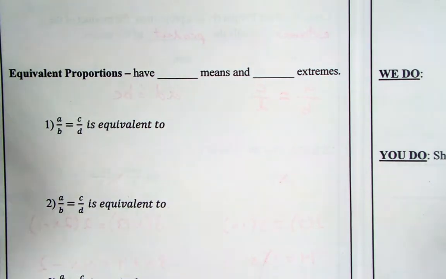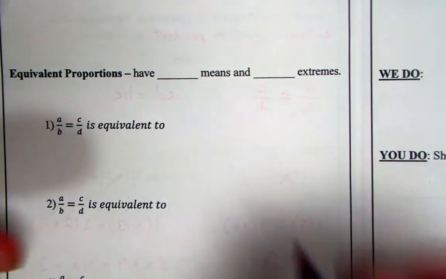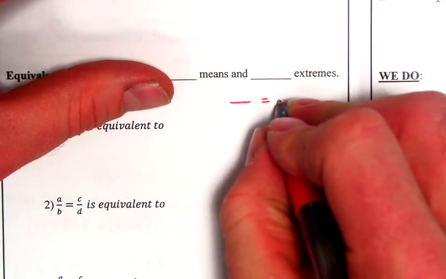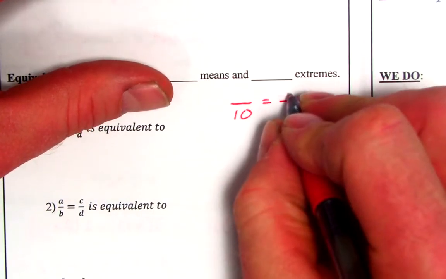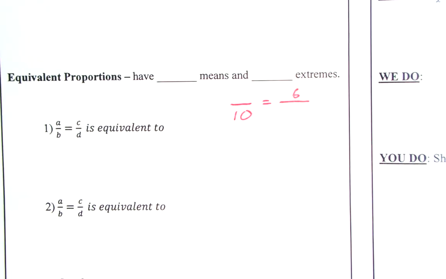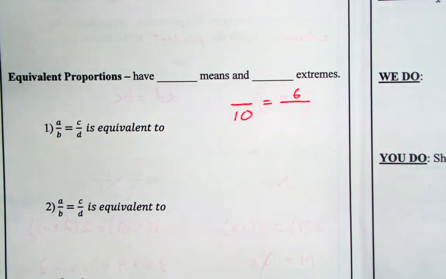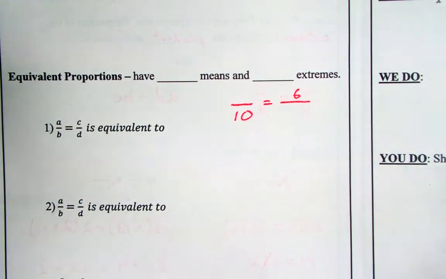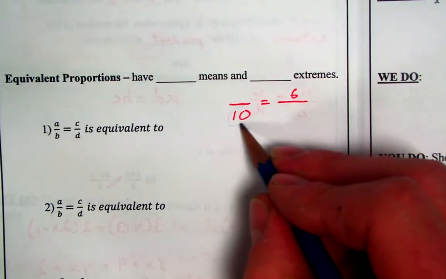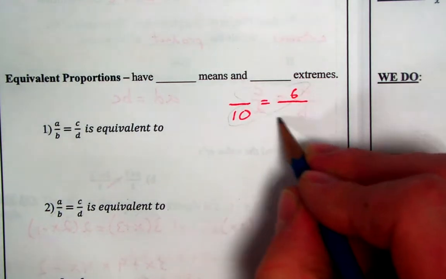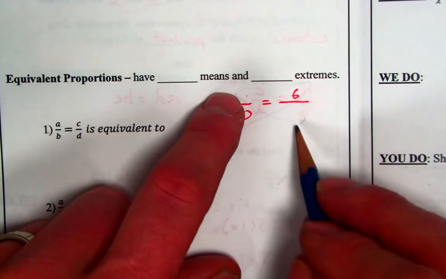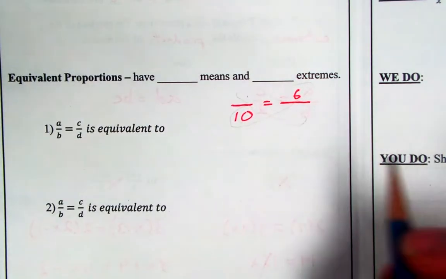All right, so next we're going to talk about equivalent proportions. In class, I gave an example of something like this, where I said, suppose 10 and 6 are your means. What are possible values here for the extremes? Well, if you recall, the product of these two should be the same as the product of those two. So 10 and 6 make 60. So you come up with any other two values that make 60.